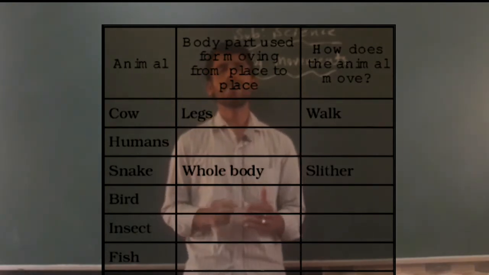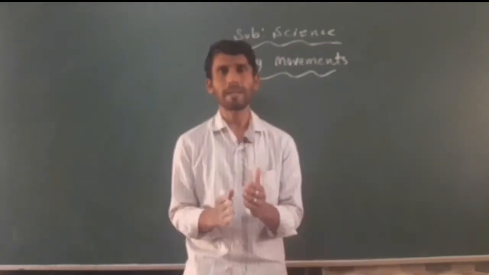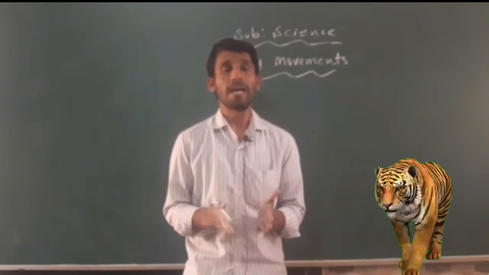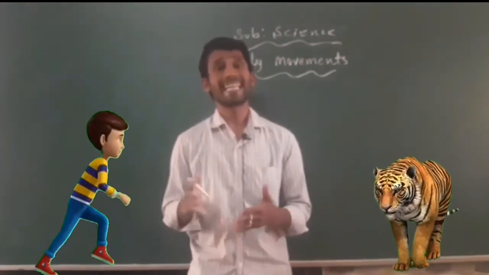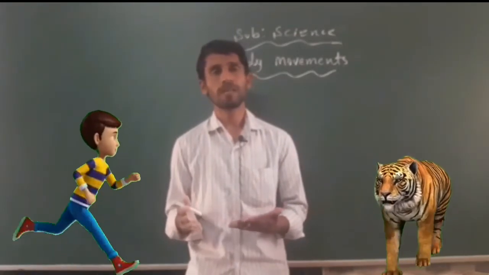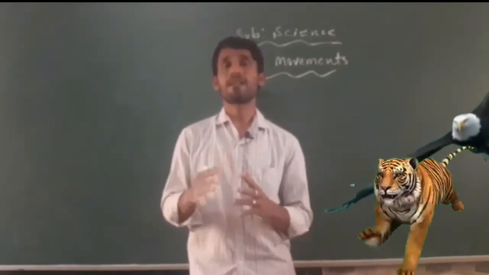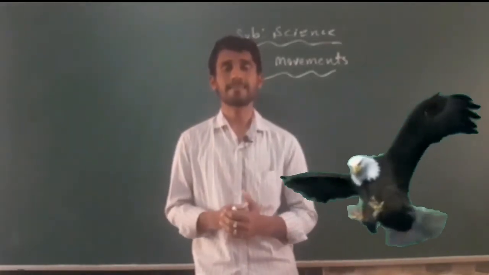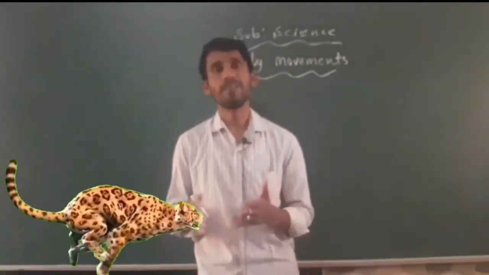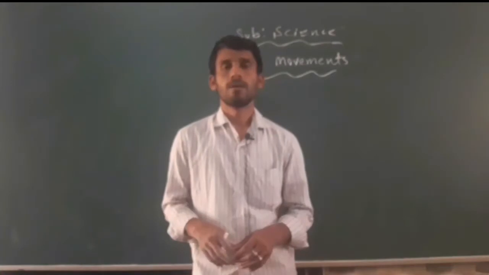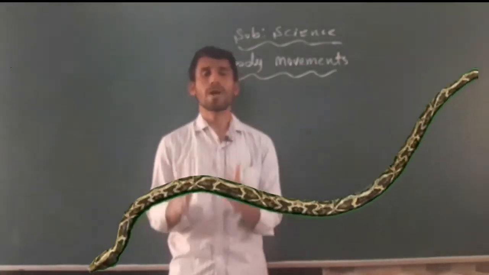Dear friend, we know a few ways of movement in which animals move from one place to another. By walking, animals move from one place to another. By running, animals move. And by flying, birds move from one place to another. By jumping, animals also move. And by slithering, animals also move from one place to another.